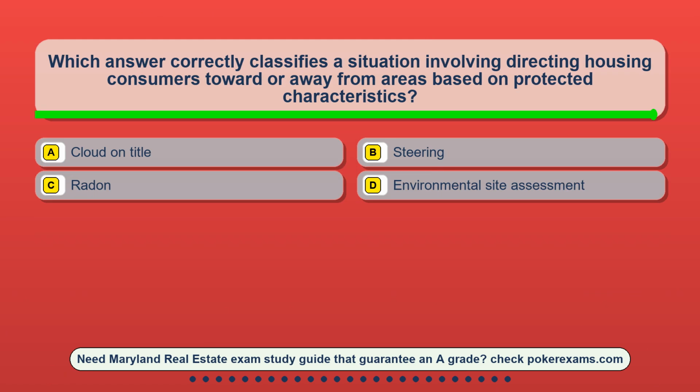Question 2. Which answer correctly classifies a situation involving directing housing consumers toward or away from areas based on protected characteristics? Option A, cloud on title. Option B, steering. Option C, radon. Option D, environmental site assessment.